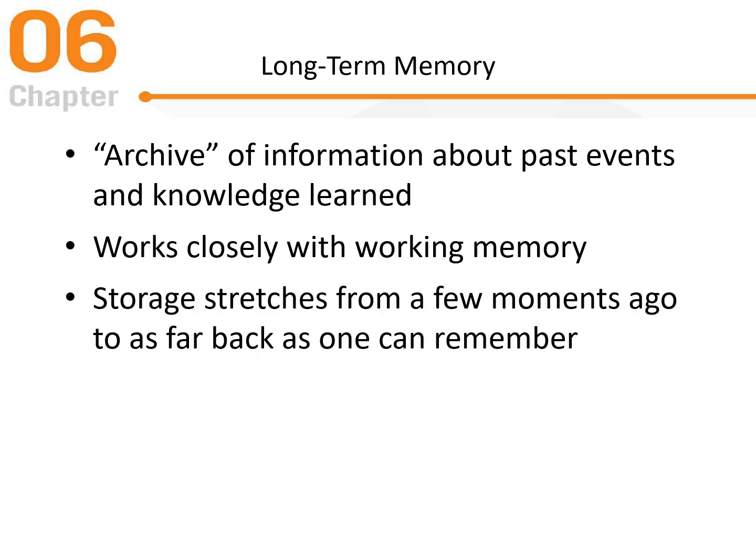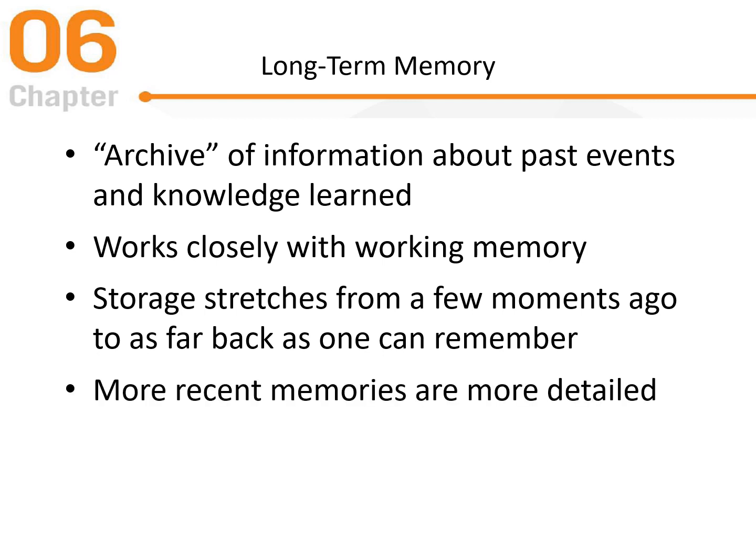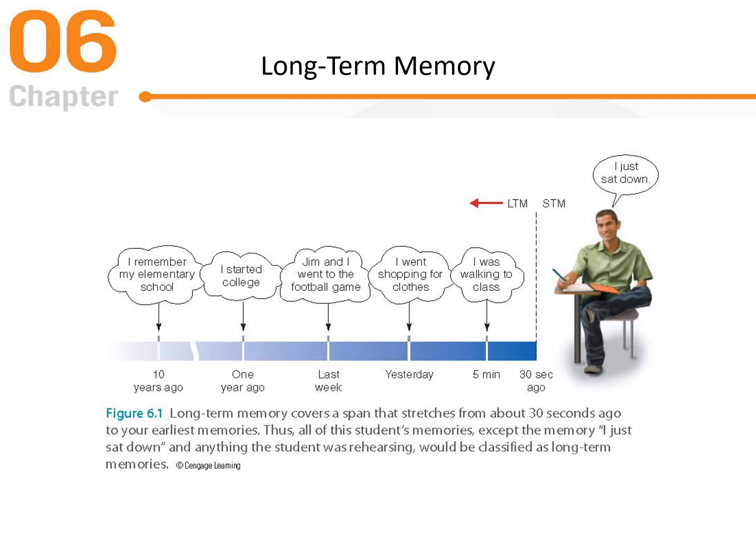Now, storage in long-term memory stretches from a few moments ago to as far back as you can remember. And we can say that more recent memories tend to be more detailed than older memories. Now, if we look at it along a timeline here, anything after 30 seconds ago would be considered long-term memory. Okay, anything more recent than 30 seconds would be a short-term memory. So, for example, you just sat down in class, but I mean, walking back a little bit further, I was walking to class 5 minutes ago, that would be long-term memory.